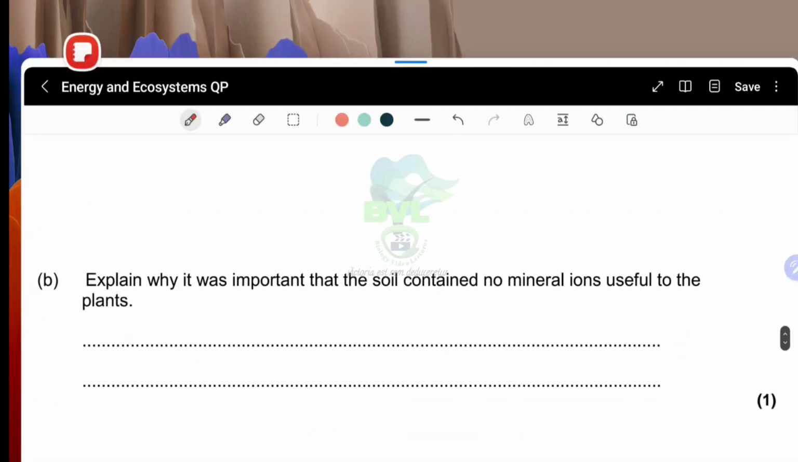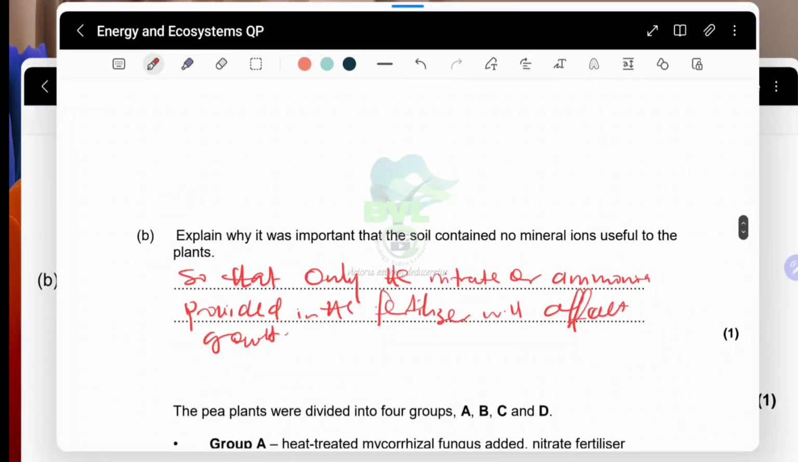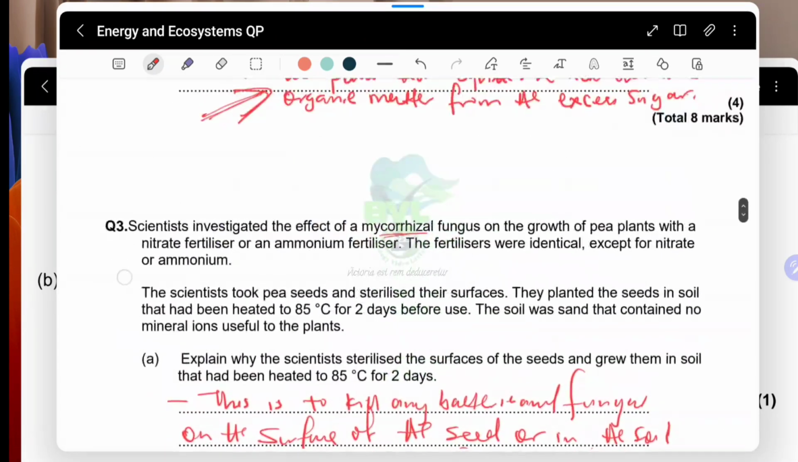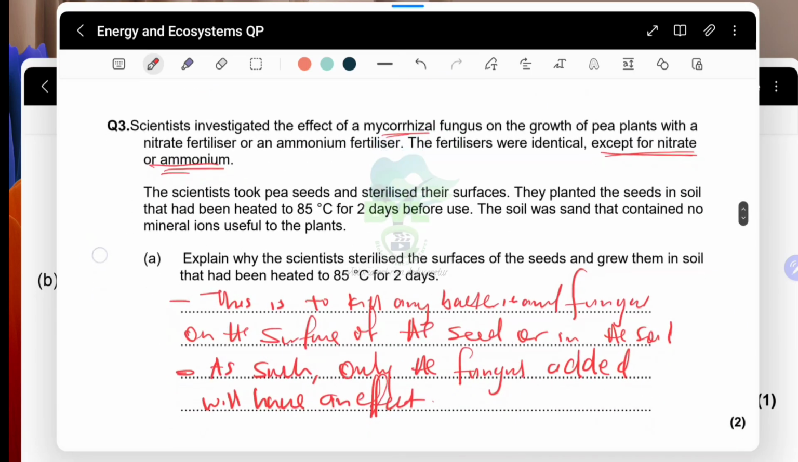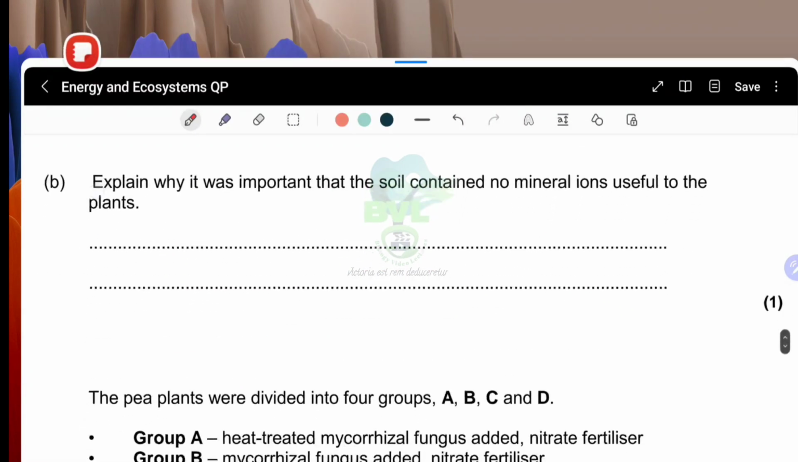Explain why it was important that the soil contained no mineral ions useful for the plants. So think, why do you think that is important? So that only the nitrate or ammonium provided in the fertilizer will affect the growth. Because we said here that these were made available for the plants, but there was nothing else we wanted to make available, and that's why we had to subject the soil to that.